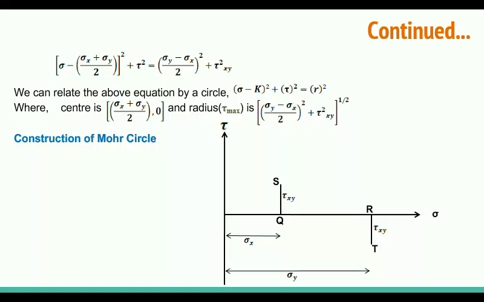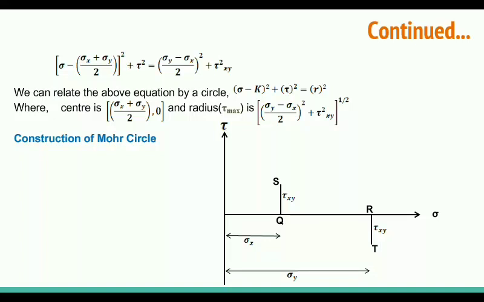If you do not consider the negative and positive for that shear stress, then the Mohr circle will be the same. The Mohr circle will not be different. You can take any side, like you can take a vertical line upward or downward. It will be the same, right? So take the vertical lines SQ and RT equal to tau xy.